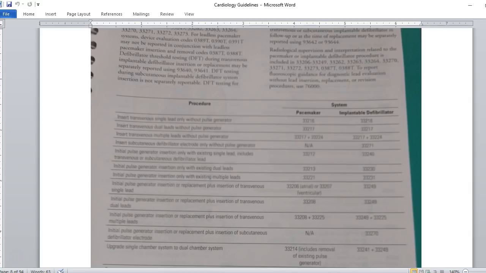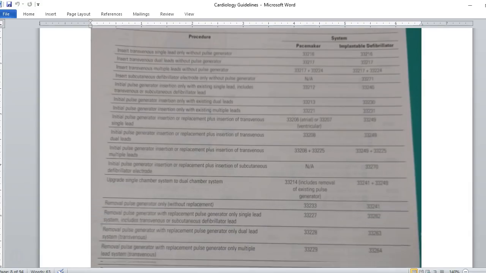And you can use the table or not use the table. If you like the table, then use the table. This might be a page you want to tab separately so that you can easily get to it. However, again, you can look under pacemaker or implantable defibrillator and you can find all of these codes. So keep that in mind. The tables in the book are there to help you.